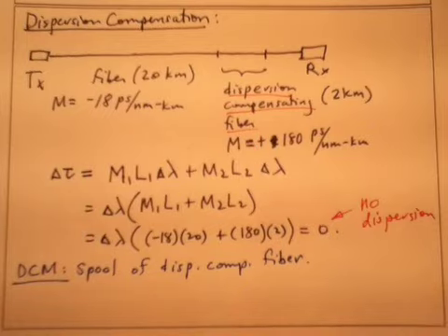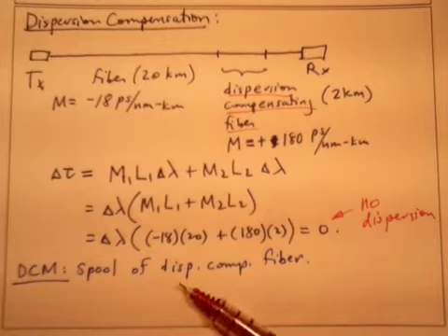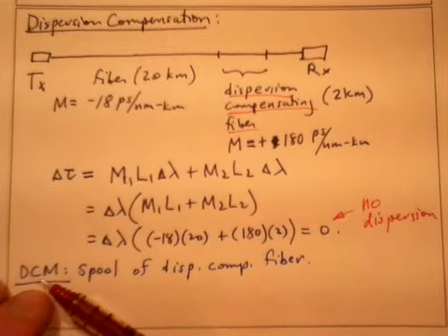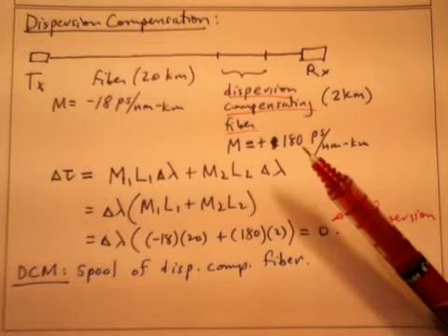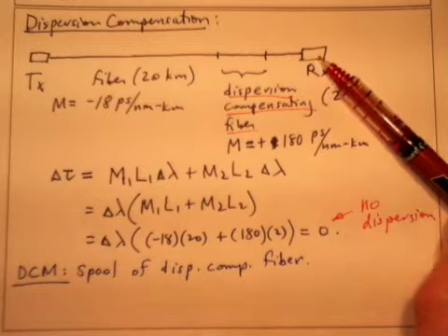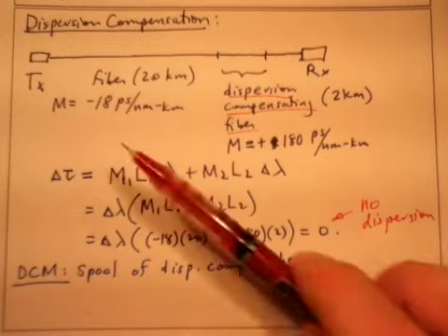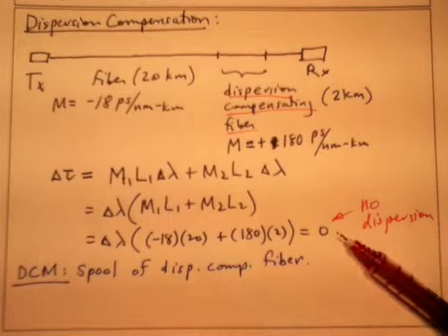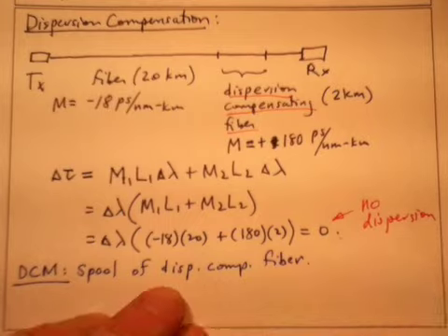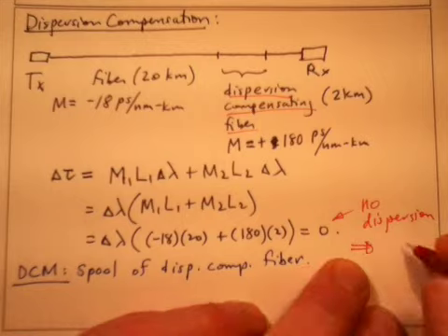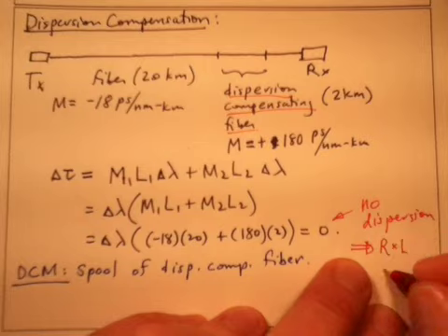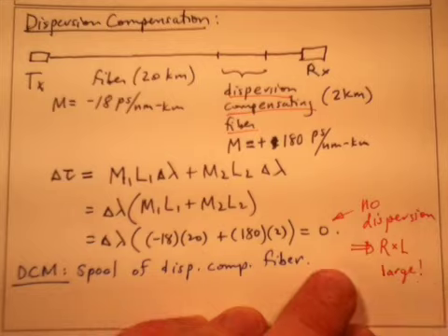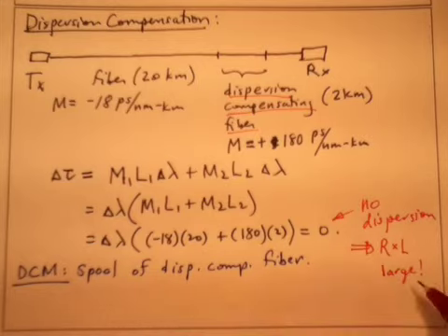And so what we can do is take this 2 kilometers and roll it up into a spool, and we make what's called a dispersion compensating module. It's a spool of dispersion compensating fiber that we can put before our receiver and have net zero dispersion at the end. This can give us very high bandwidth rate distance products. So the R times L product is very large when we get rid of dispersion like that.